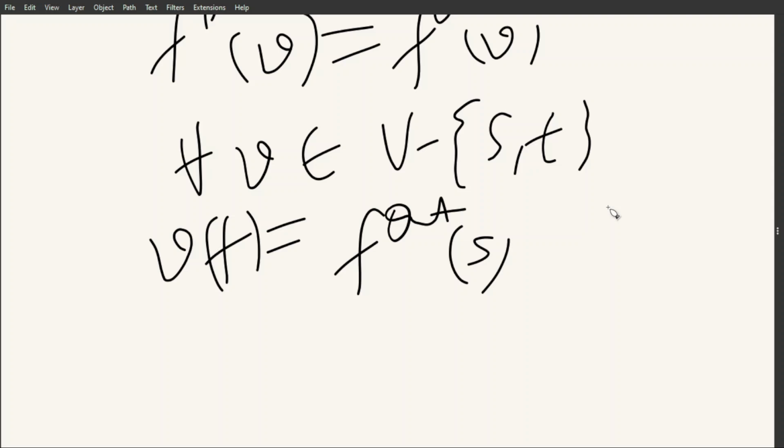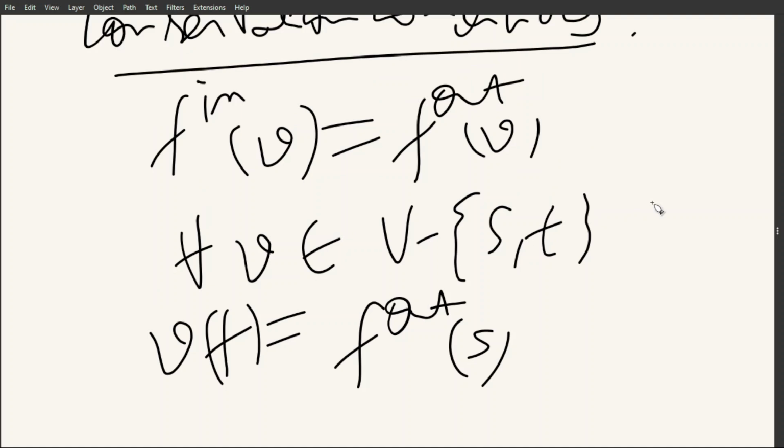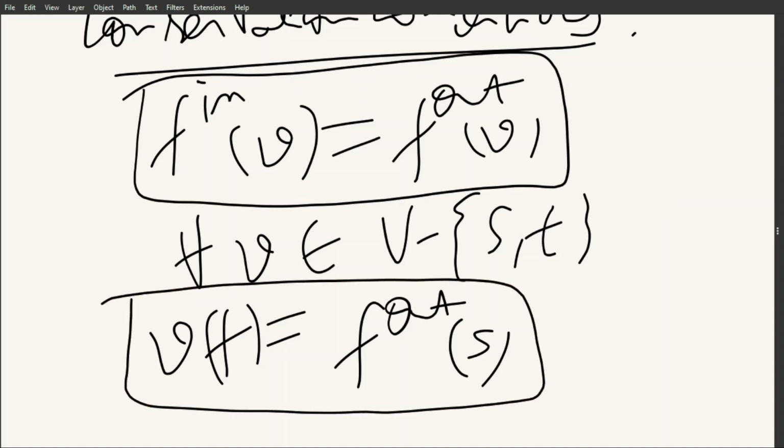Now an example we will take, in the same example. So conservation condition: flow in of any node is the same as flow out of any node. Value of the flow is, this is the definition of value of the flow, F out of s.